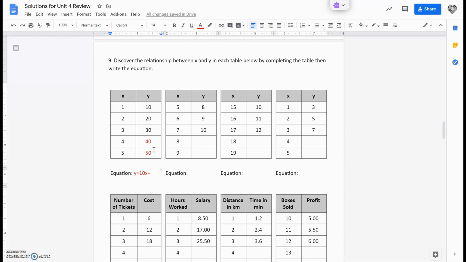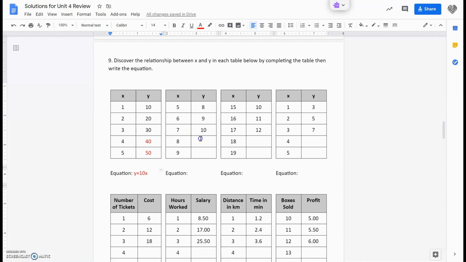What is y when x equals 0? So we're increasing by 10 each time. So when x is 1, y is 10. So if we go backwards to when x is 0, y would be 0. So we don't need to put the plus 0. If you had it, you wouldn't be marked wrong, but you could just put y equals 10x.